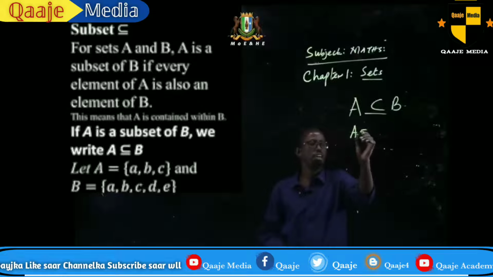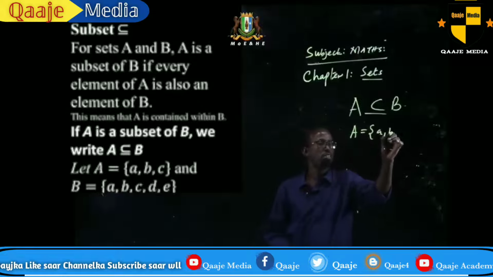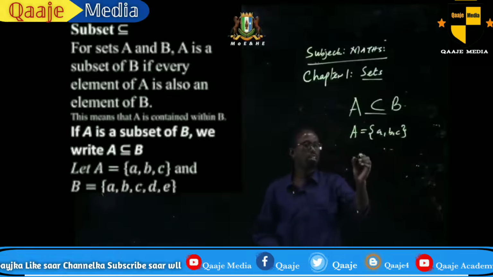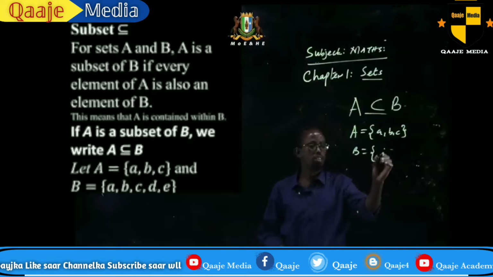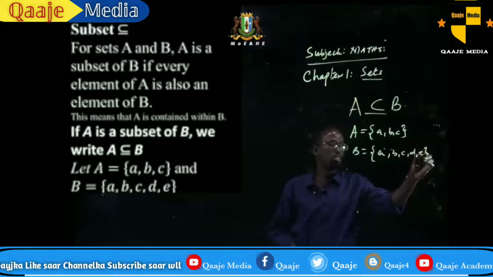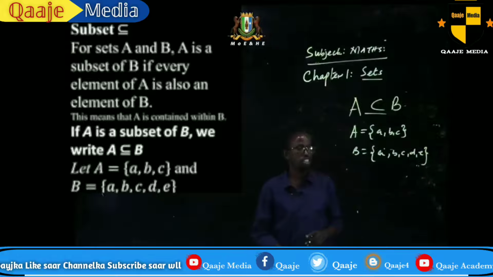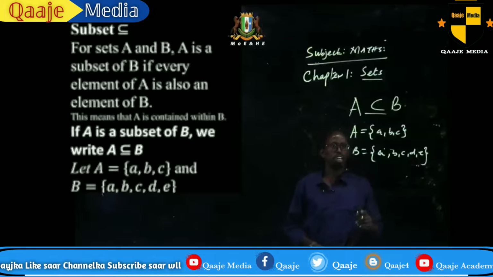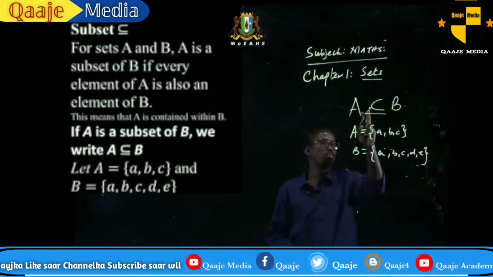Example number 1: we have A = {A, B, C}, and then B = {A, B, C, D, E}. Now A is within B. So therefore, A is a subset of B. This is the way of writing a subset.